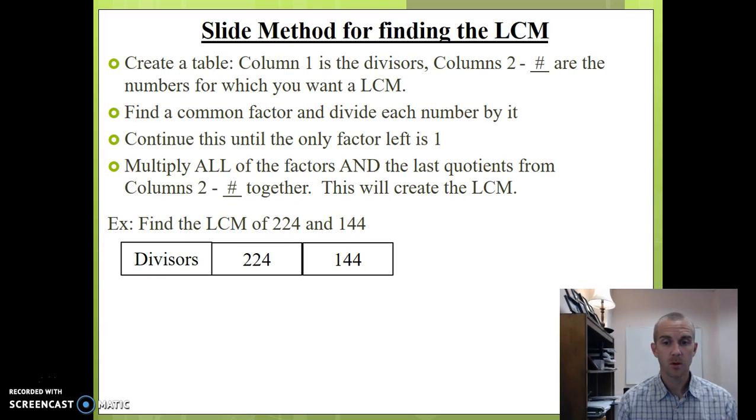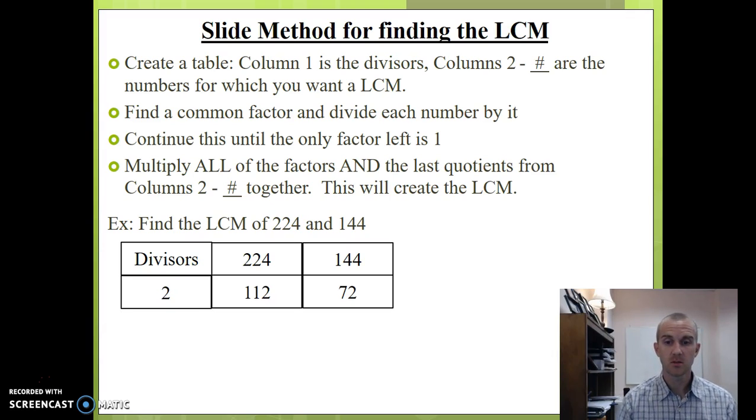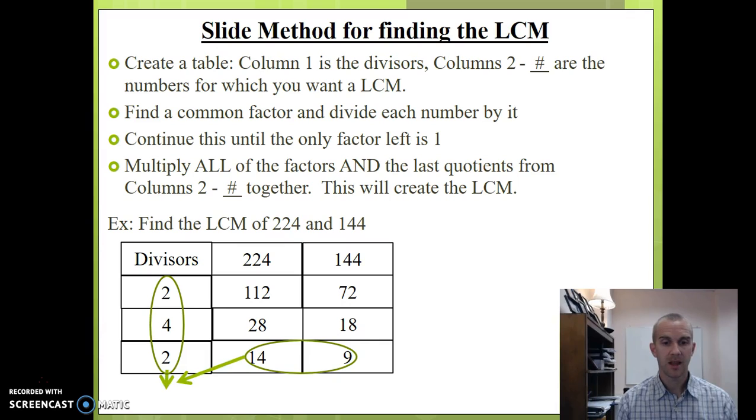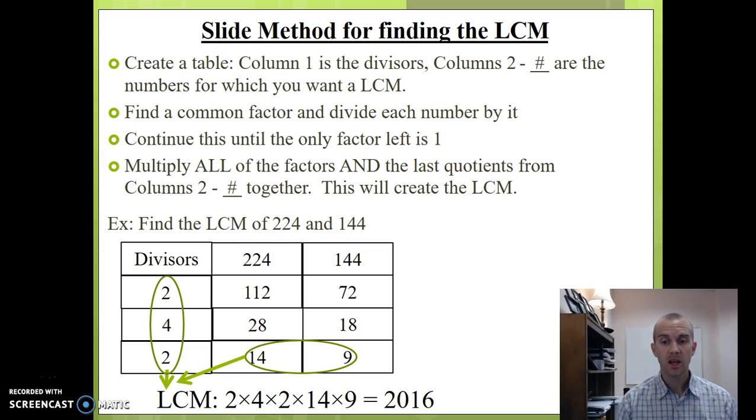Start with 224 and 144. I'm going to factor them. I'm going to divide them both by 2 to get to 112 and 72. Divide them both by 4 to get to 28 and 18. Divide them by 2 to get to 14 and 9. But this time, to find the LCM, I'm going to take my first column and my last row and multiply together. And the LCM, the least common multiple of 224 and 144, is 2016.